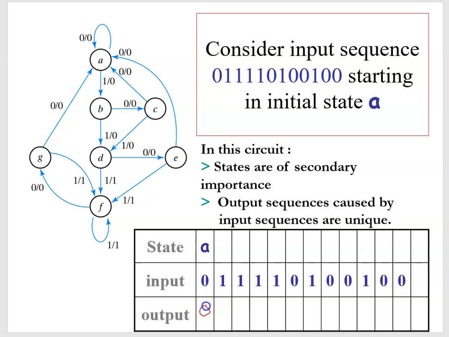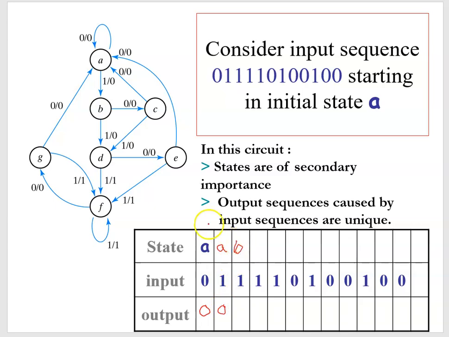Our output will be a 0, and then our next state will still be state A. If we're in state A and our input is a 1, then our output will still be a 0, but our next state will be B. So we'll put a 0 here and then a B up here.